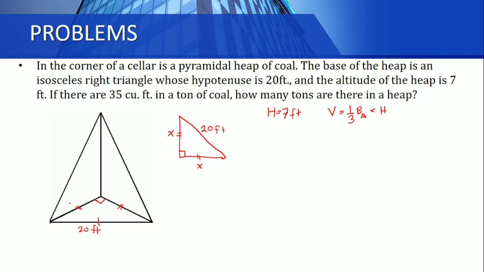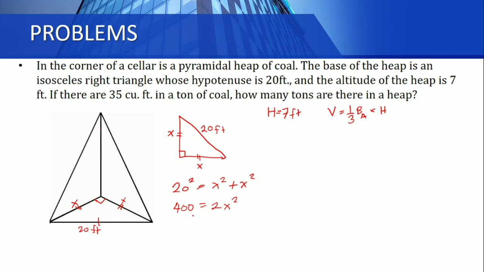So kapag tinayo natin itong triangle natin, ito yung magiging kalalabasan niya. So equal yung sides niya dito sa may right triangle. So x to, so x din yon. So para makuha natin yung value ng x, so that will be 20. So Pythagorean theorem tayo. So 20 squared is equal to x squared plus x squared. So that will be 20 times 20, so that will be 400. So 400 is equal to 2x squared.